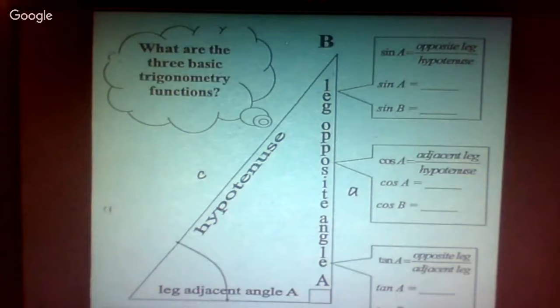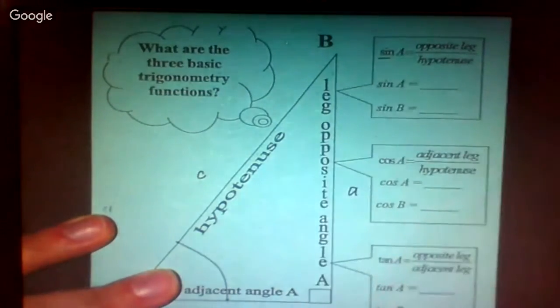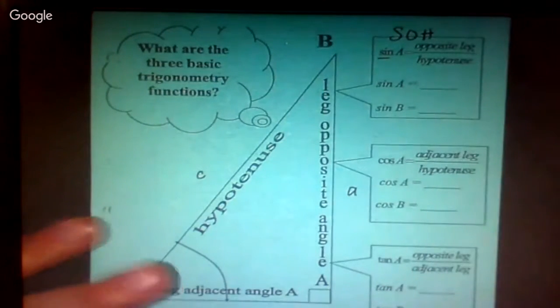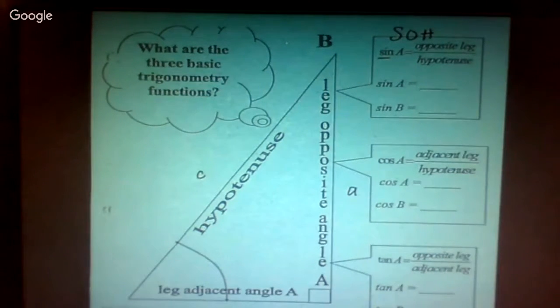In the word SOHCAHTOA, each letter stands for something. You have three trigonometric functions. The first one is sine, and this goes with SOH. S-O-H stands for the sine of the angle equals your opposite leg divided by your hypotenuse. So if you were given opposite and hypotenuse, you would use sine to solve for your problem.